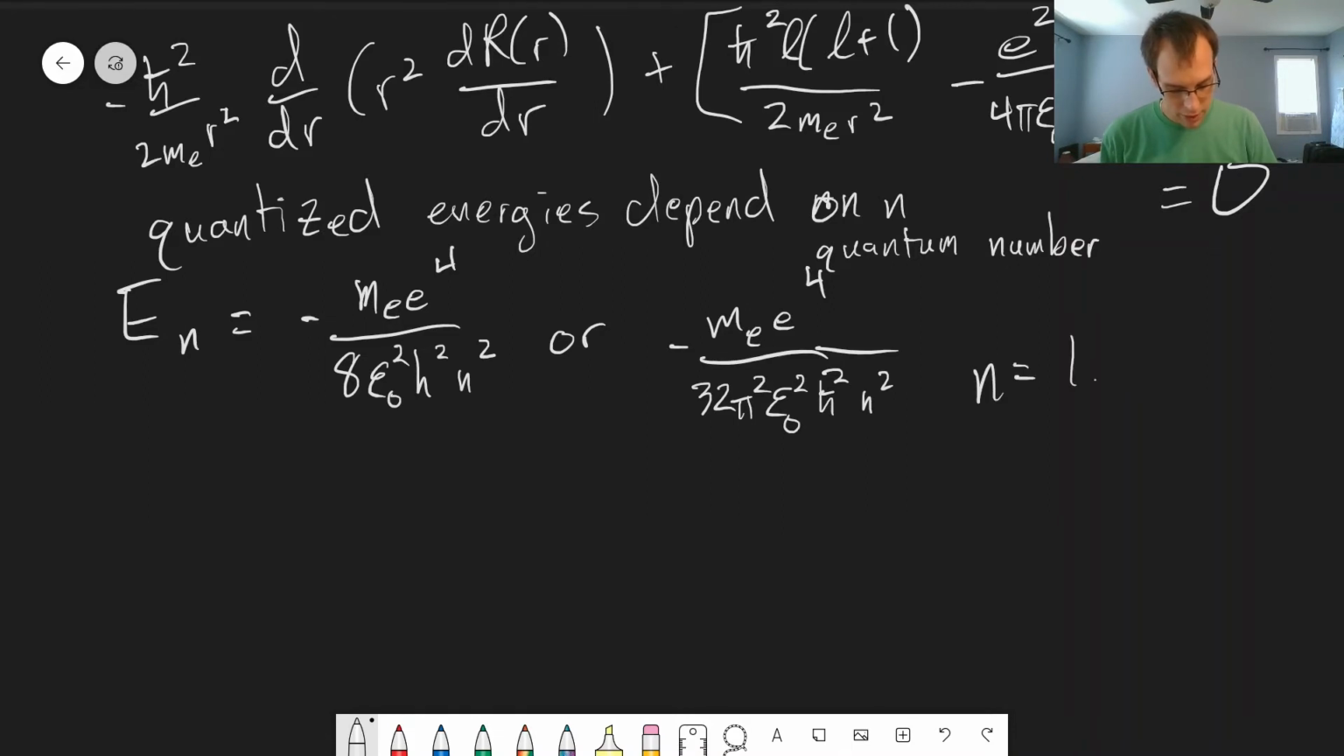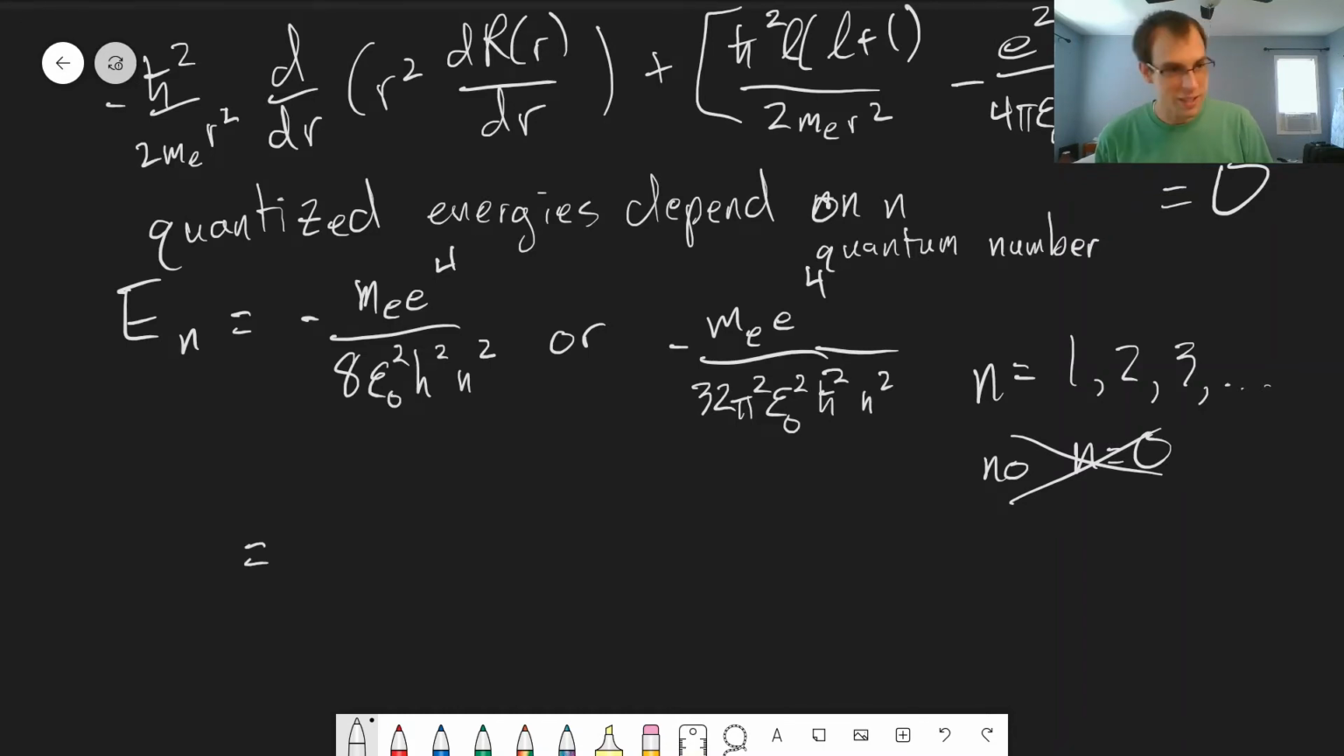And one thing that's similar to the particle in the box, unlike the angular momentum quantum numbers, is that the principal quantum number n starts at 1. So there is no n equals 0. Right, so that's not allowed. We have to start at least 1.